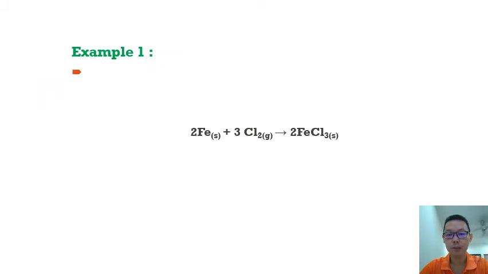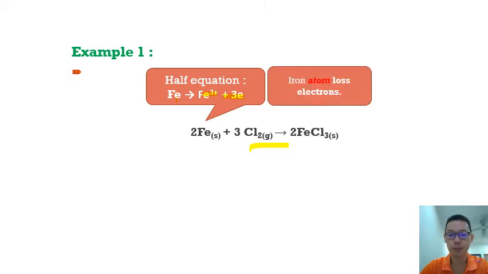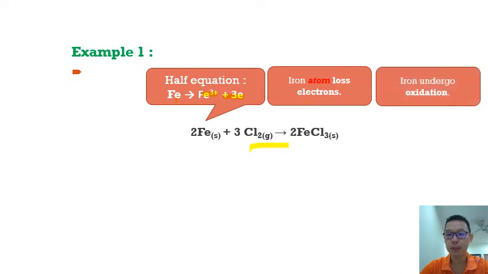We can study the same chemical reaction in terms of electron transfer. The half equation for the oxidation of iron, we can see in the half equation here, iron atom lost 3 electrons to form iron 3 ions. So iron atom had lost electron during this chemical reaction. It means iron undergo oxidation.